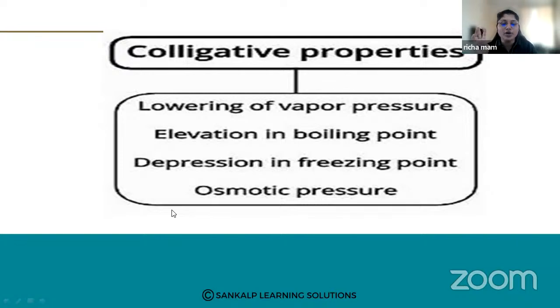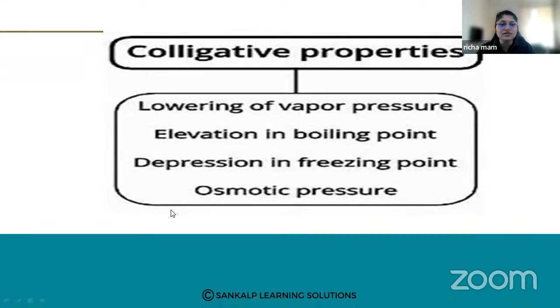So there are four important colligative properties. The four important colligative properties of solutions are, first, the relative lowering of vapor pressure. Then elevation in boiling point. Next is depression in freezing point, and osmotic pressure.